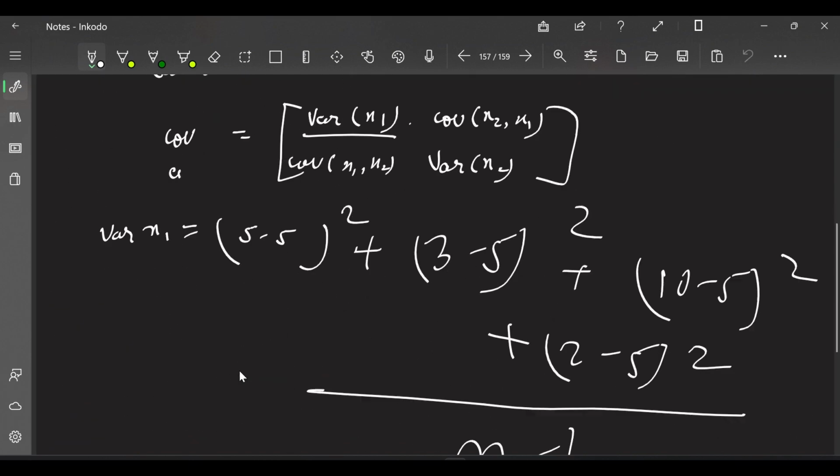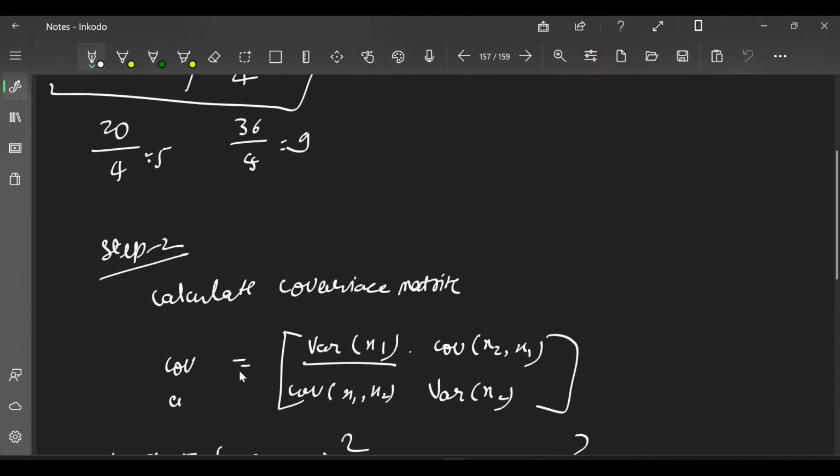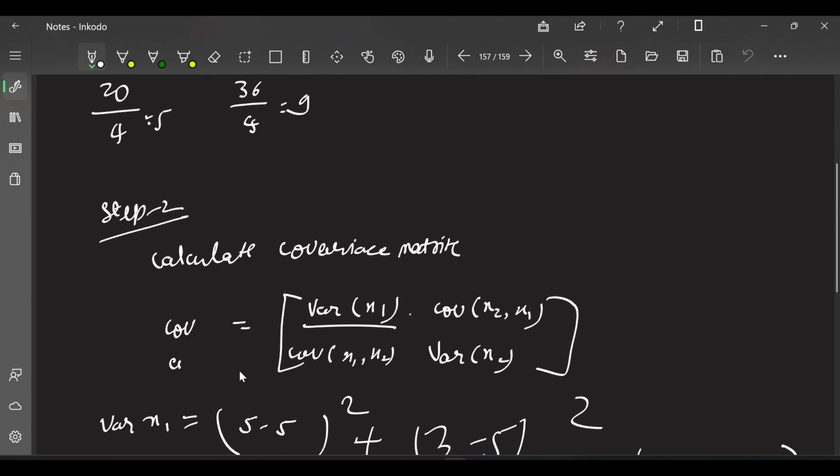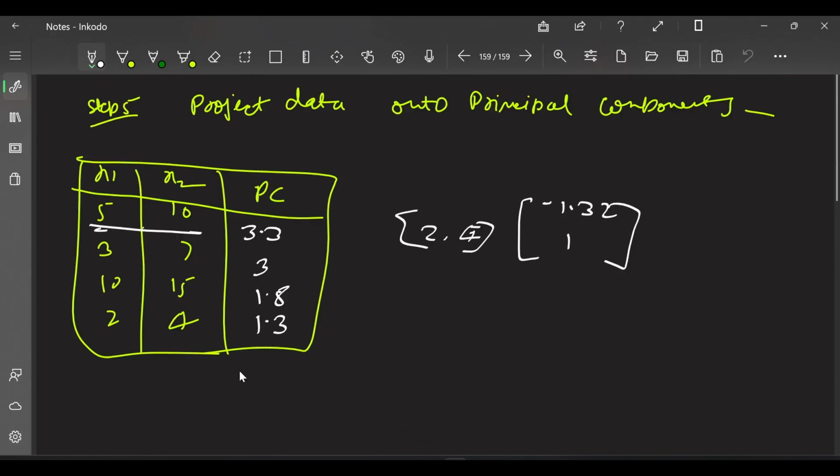So we have seen the steps involved in it, and we have solved one numerical example also, which can come in your college and university exam. Okay, so I hope this is clear to you.